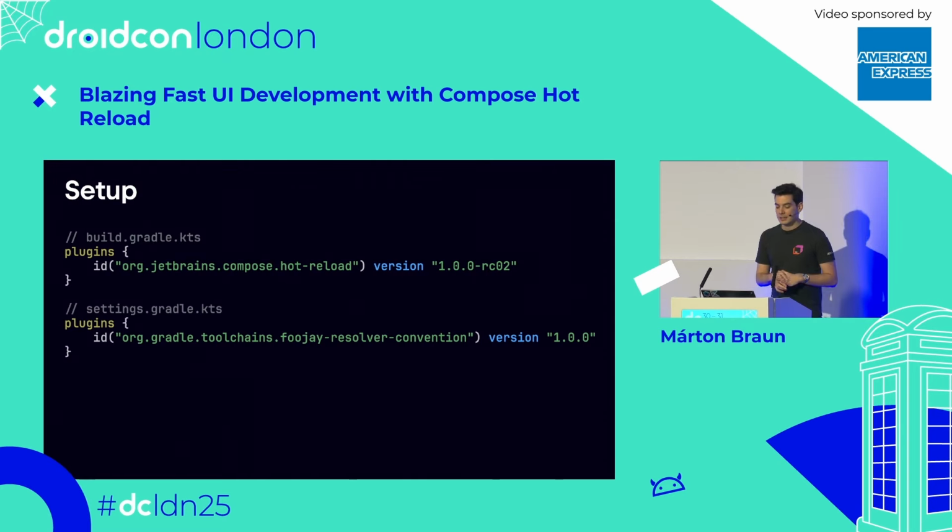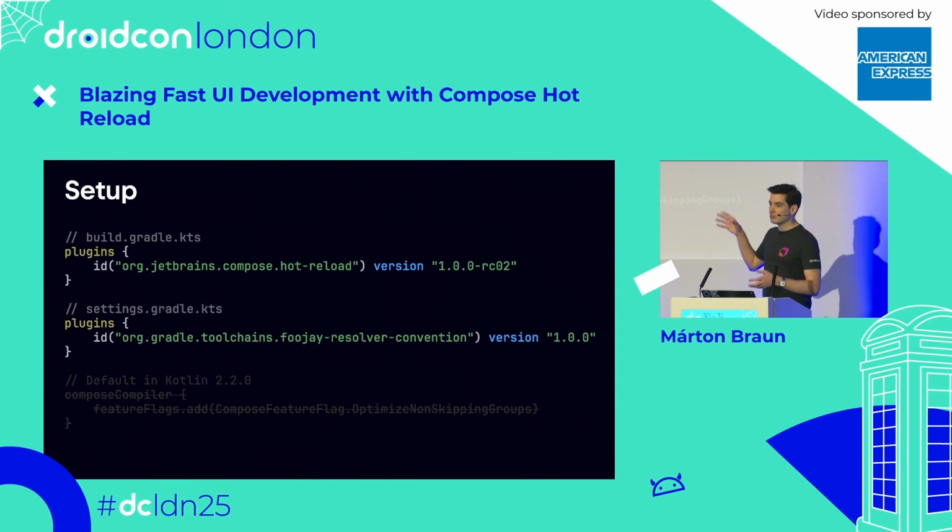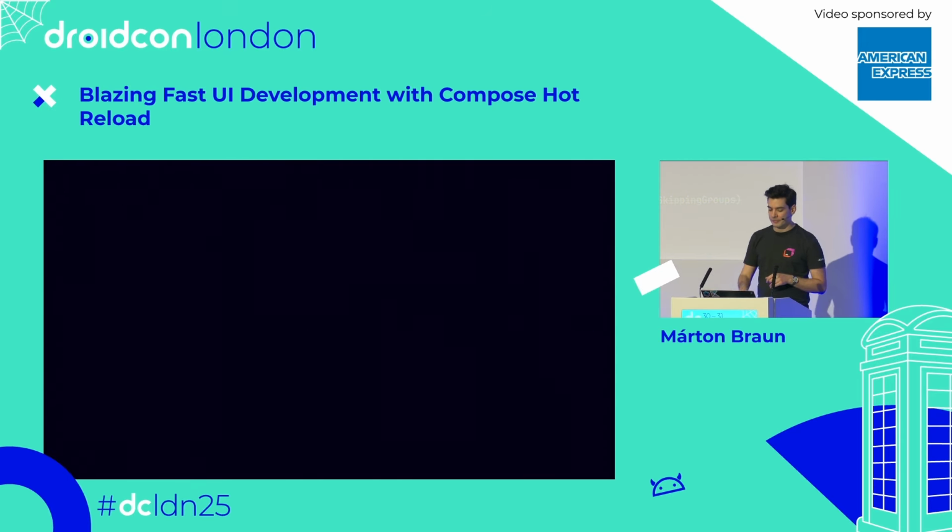Then you'll need to add this to your settings Gradle file. This is a Gradle toolchain resolver convention. We'll get back to what this does in a second. And if you haven't updated your Kotlin version recently, you should add this compose feature flag to your project as well. But it's the default starting in Kotlin 2.2. So if you've updated since this summer or so, then you can actually forget about this. And it's a 2-line setup to add hot reload.